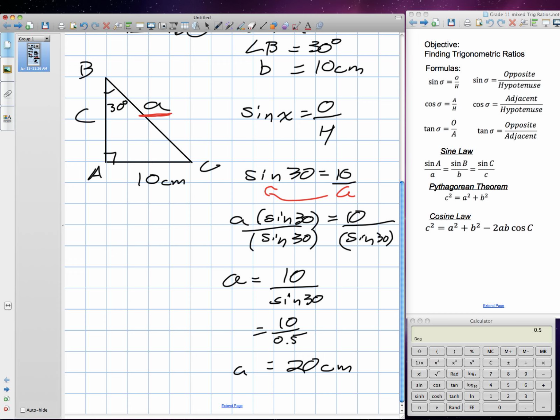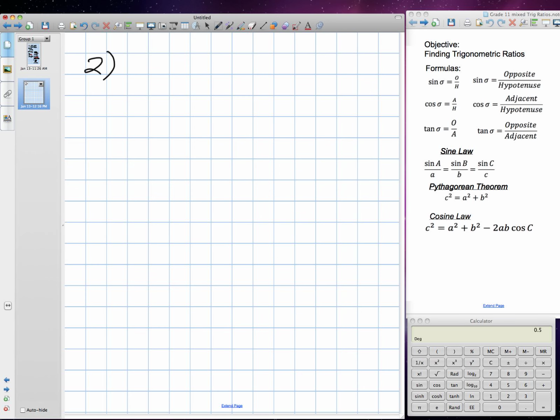Okay, question 2. Similar idea, triangle C, D, and E. Side C is 3 centimeters. Side D is 4 centimeters. And side E is 5 centimeters. Okay? So we only have the sides. We do not know if it's a right angle triangle. Okay? The question asks us to solve for angle D. So we're looking for angle D.